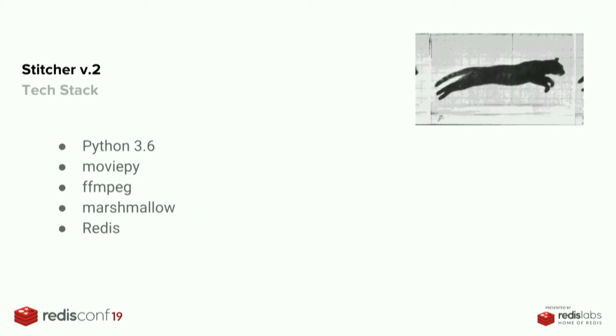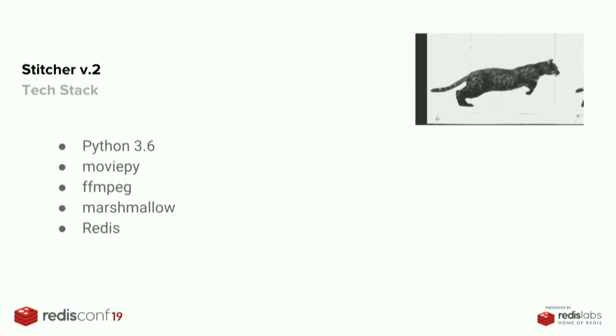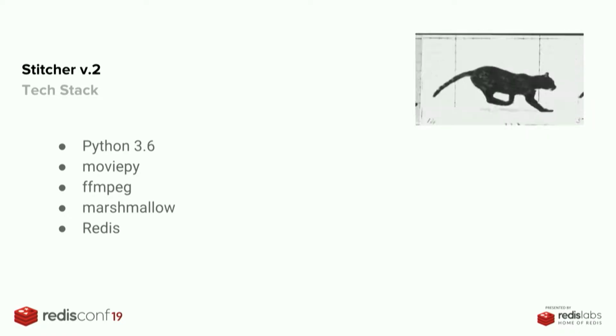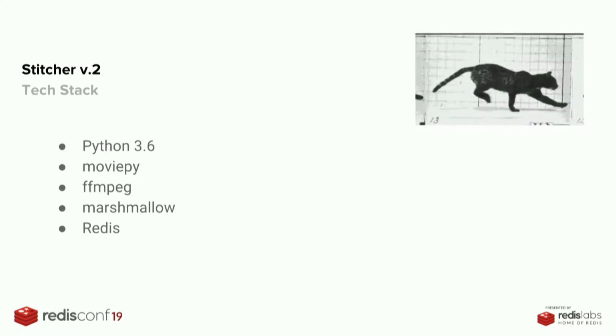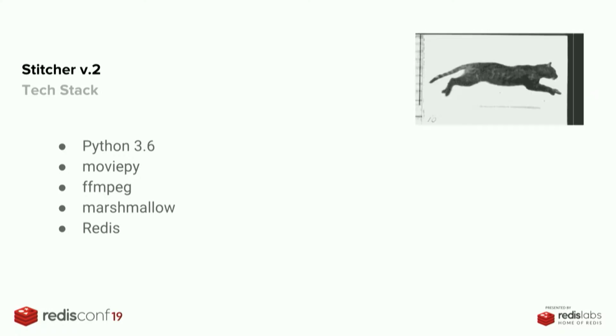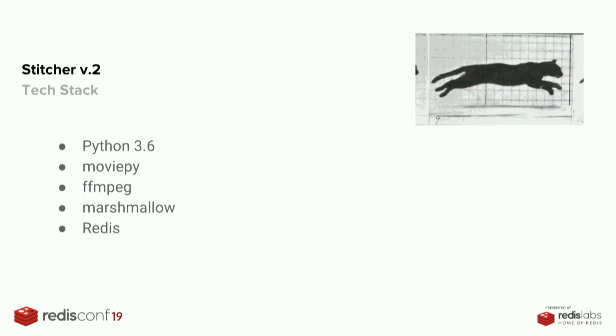So the tech stack is Python 3.6, a third-party package called moviepy, the ever-popular ffmpeg, Marshmallow for object serialization, and of course Redis.